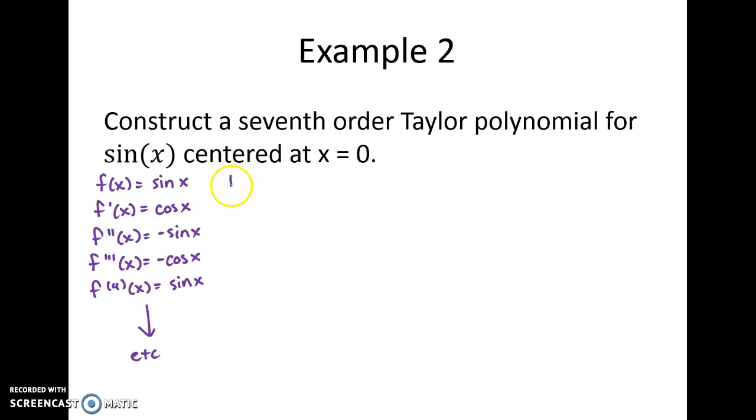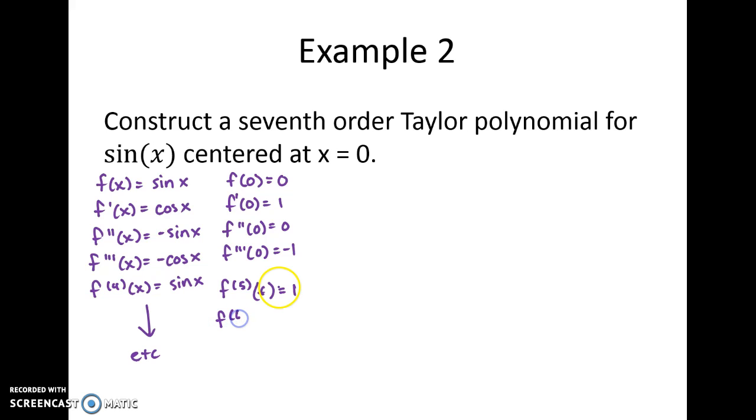And then even more than that, if I evaluate these at 0, sine of 0 is 0, cosine of 0 is 1. We're back to 0 again. We're at -1. So the even ones all go to 0, and so the fifth derivative would be back to +1. The sixth derivative is going to be nothing, and the seventh derivative would be negative again.